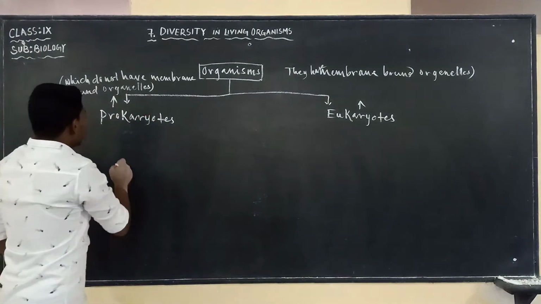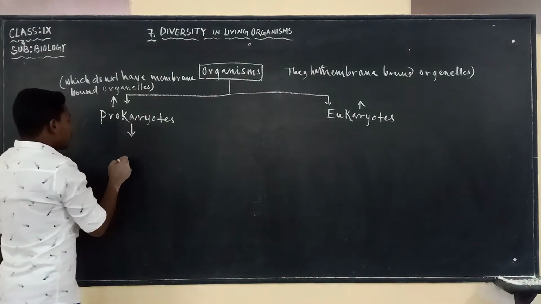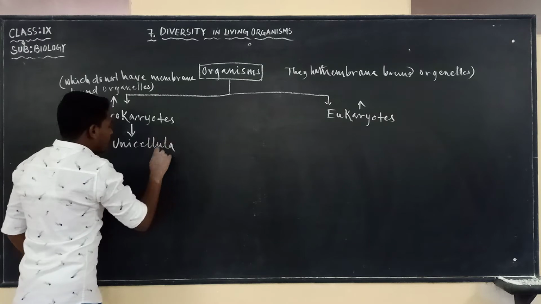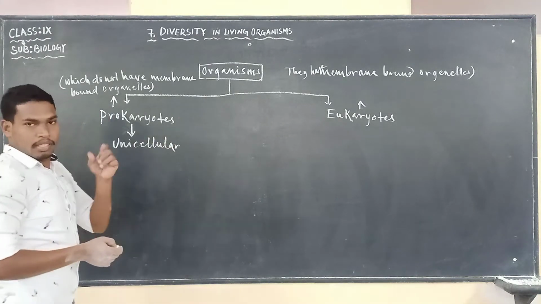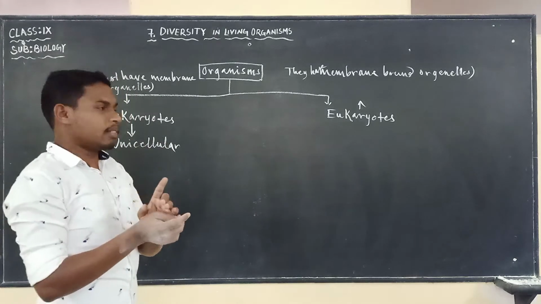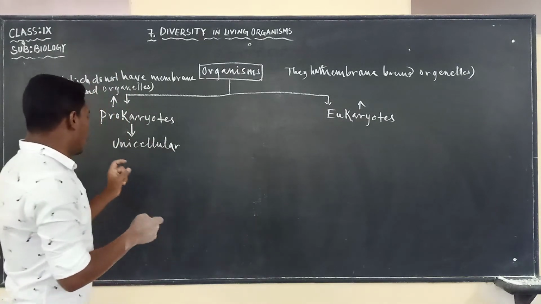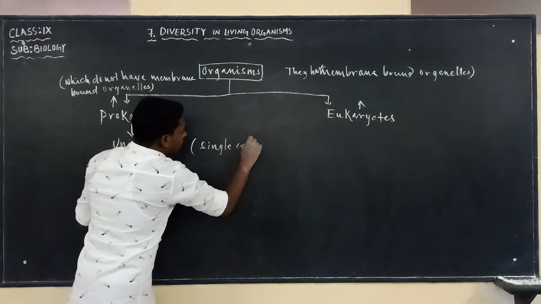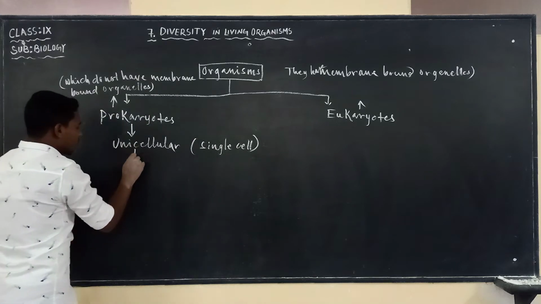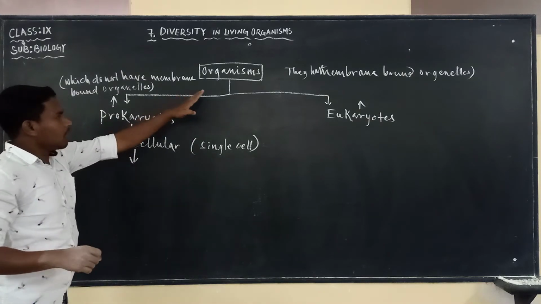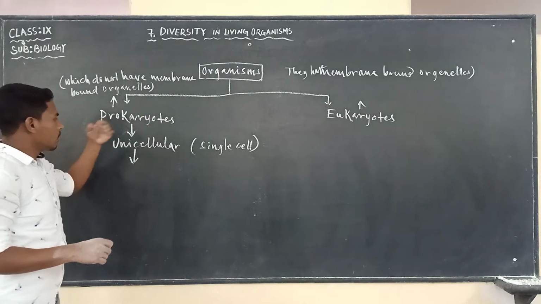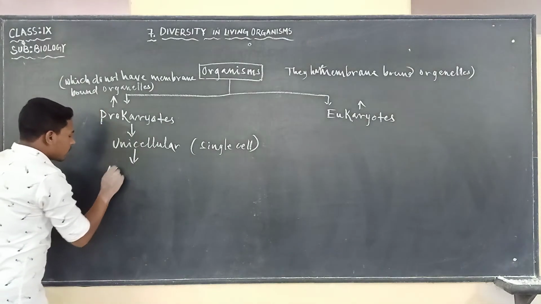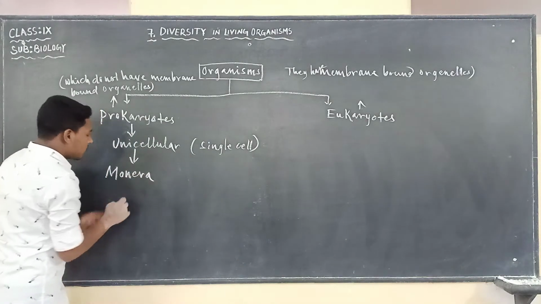Okay, and further, these prokaryotes were unicellular organisms. That means they have a single cell. They are made up of a single cell. Unicellular means single cell. That's why organisms that have a prokaryotic nature and only one cell were called Monera. Those organisms were known as Monera.